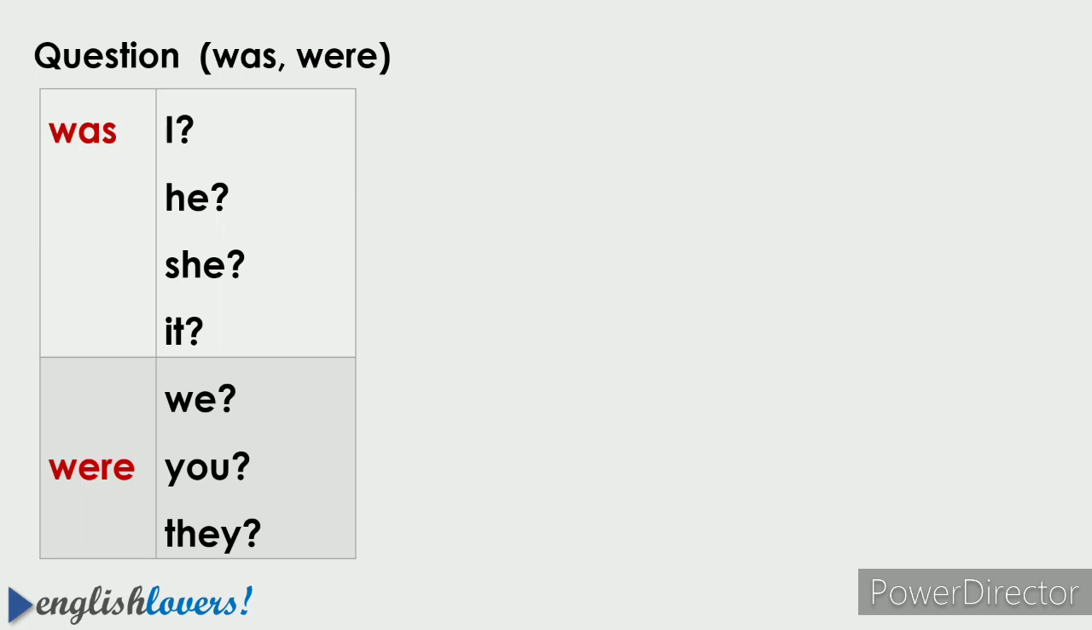Next is questions. How are questions formed with was and were? It's again the same as we have seen in the case of am, is, are. You first put the verb and then the subject. So switch the positions of the subject and verb. So here, was I. It's a question. Was he, was she, was it. And were we, were you, were they. Again remember to put the question mark at the end because this is a question.